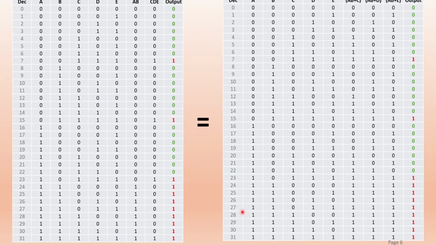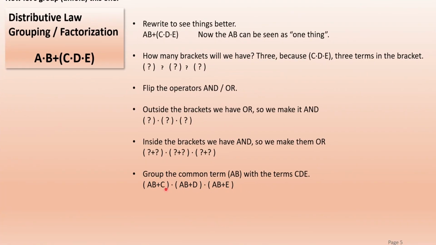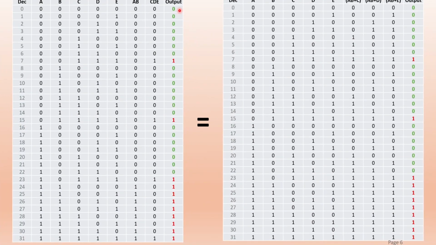Just for fun, we could compare those truth tables. So here's a truth table for A and B or C, D, E. Here's a truth table for AB or C and AB. And so there's that expression right here. And lo and behold, those outputs, of course, are going to be the same. You see here? I just put them in green and red so we could see it easier.